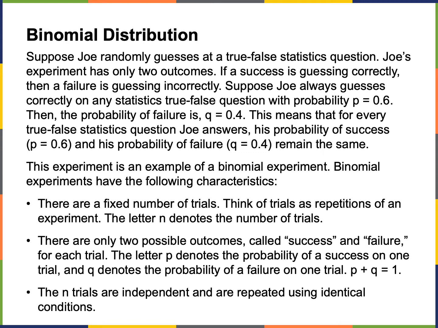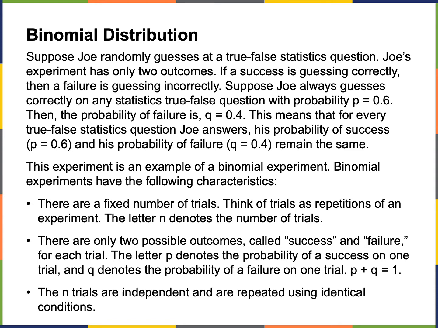Okay, let's talk about an example. Suppose Joe randomly guesses at a true-false stats question. Joe's experiment has only two outcomes, right? So let's suppose that a success is guessing correctly and a failure is guessing incorrectly. Suppose Joe always guesses correctly on any true-false question with the probability of 60%. Then if the probability of success is 60%, then the probability of failure would be 40%.